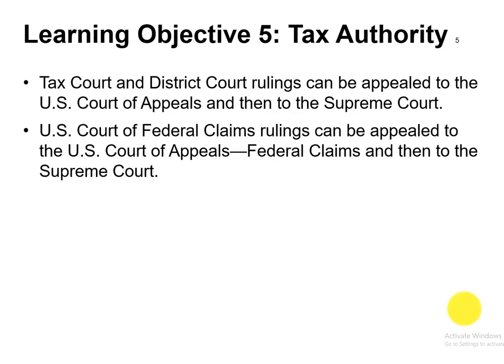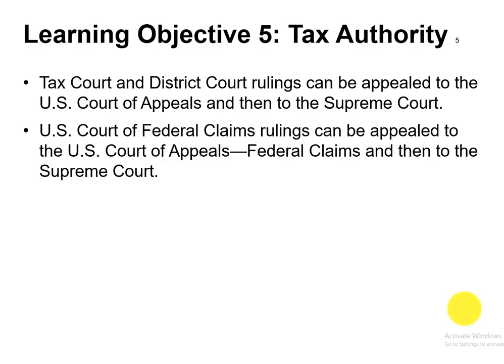Tax court and district court rulings can be appealed to the Court of Appeals. These are appeals courts across the United States based on geography. There are 9 circuits of appeals. You base it on where you live. You don't get a choice. You appeal your case. And by the way, tax court is held all over the country. There are various tax court locations, but they're all referred to the same as tax court.